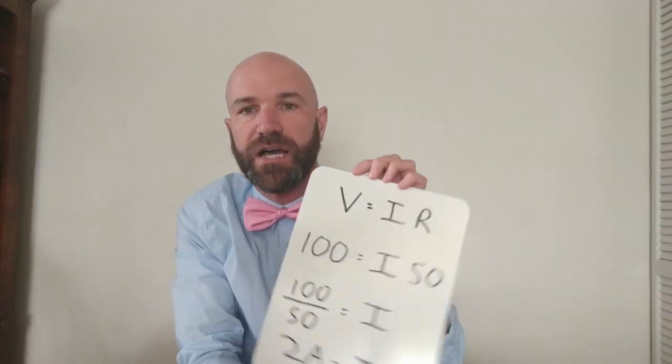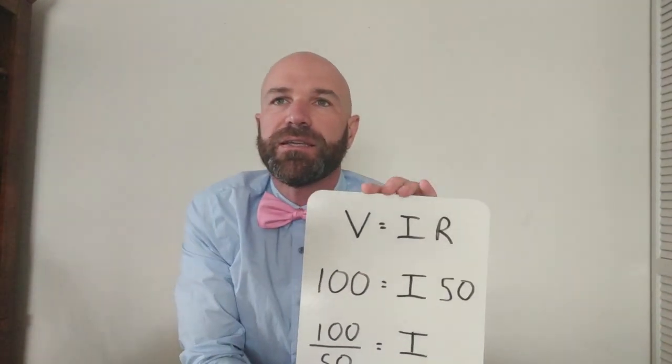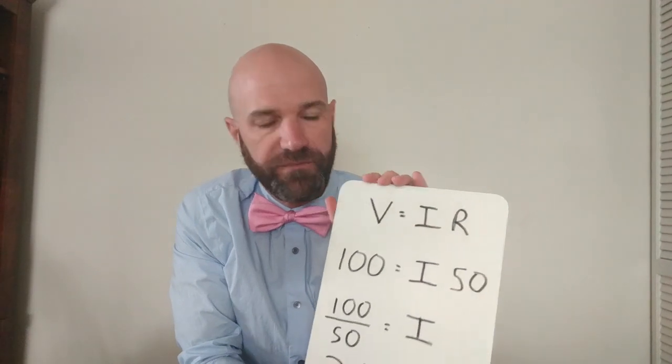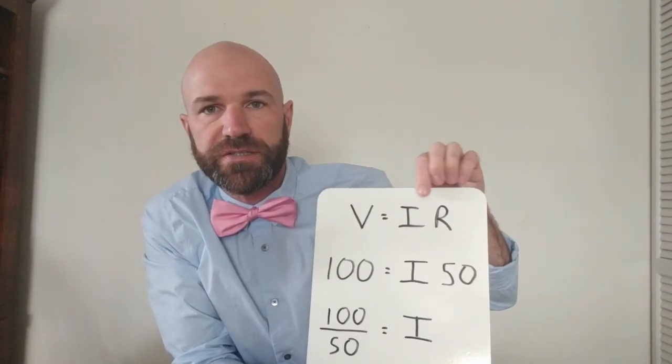All right, hello everyone. Today we're going to continue with our electricity discussion. We're going to pick back up on Ohm's Law, which really just is V = IR. Remember, V equals IR. A simple review of this stuff: we have voltage equals current times resistance.